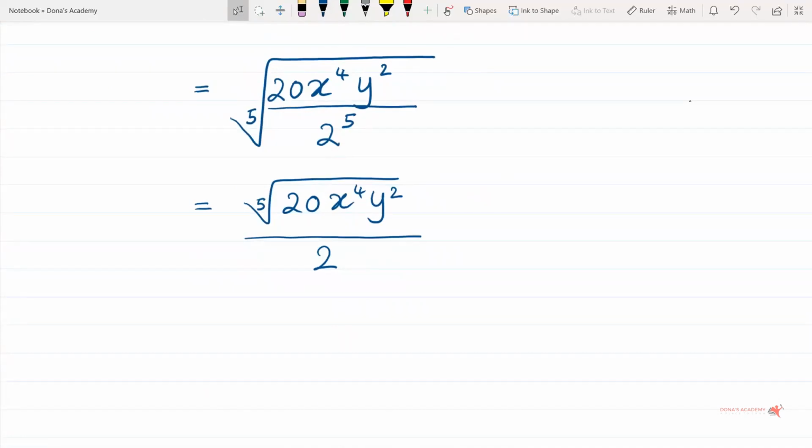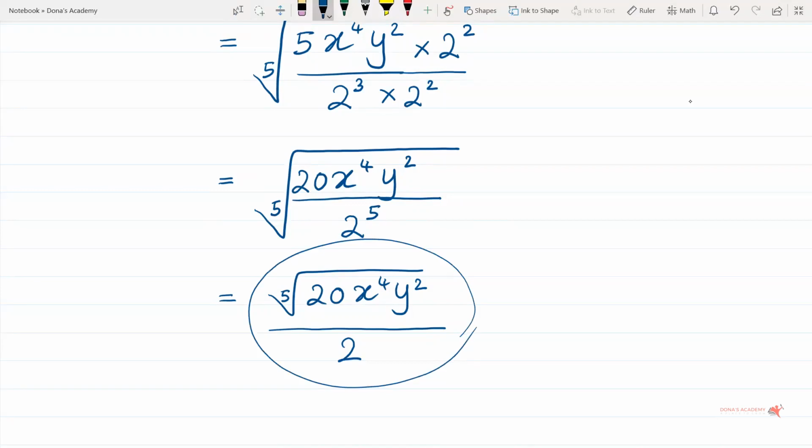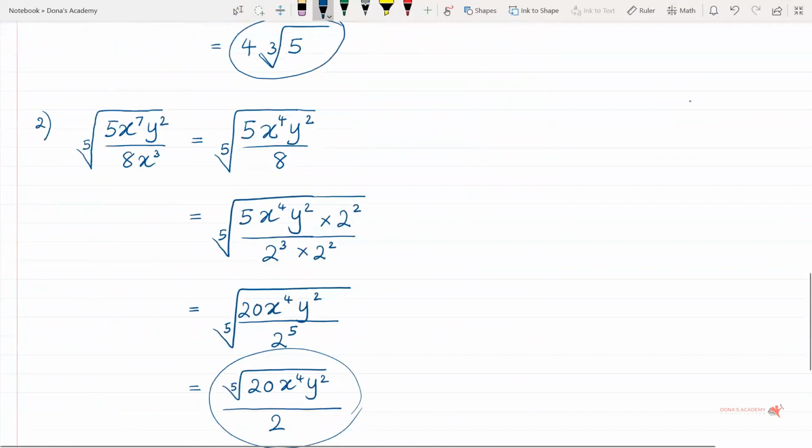All right, so that means the bottom or the denominator has been rationalized, and the inside, the radicand piece, is simplified, and the index is bigger than all the exponents. So we are done. So this is the final answer. Okay, all right, so we talked about two examples.